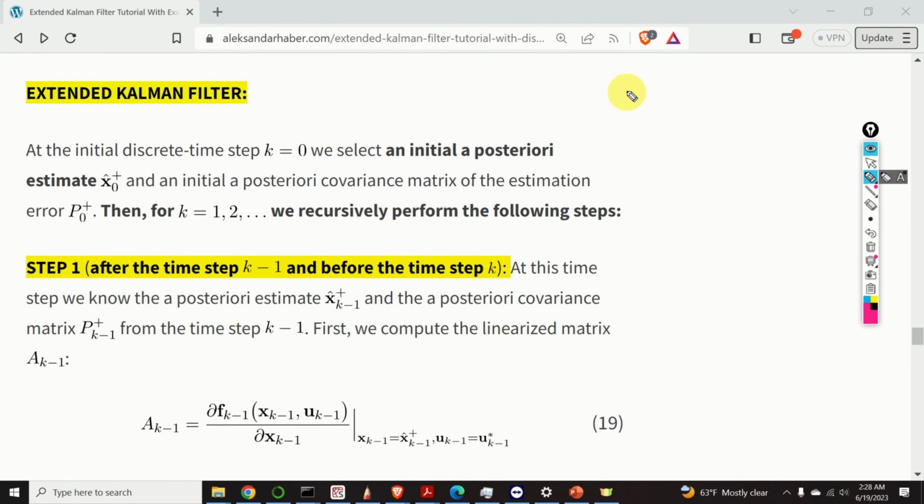We start from the time instant k is equal to 0. At this time instant, we select an initial a posteriori estimate, denoted like this, and we select the initial a posteriori covariance matrix of the estimation error that's denoted like this. Then, for the time steps k is equal to 1, 2, 3, etc., we perform the following two steps.